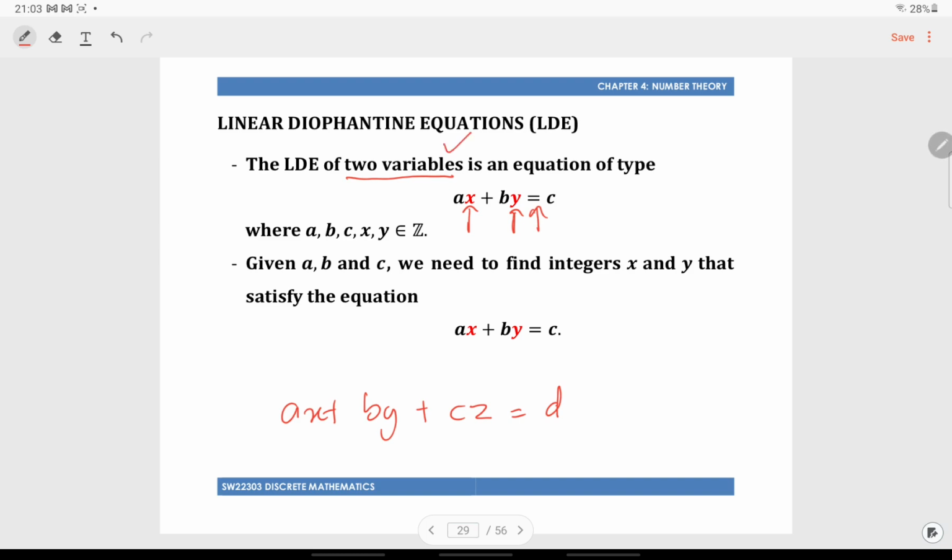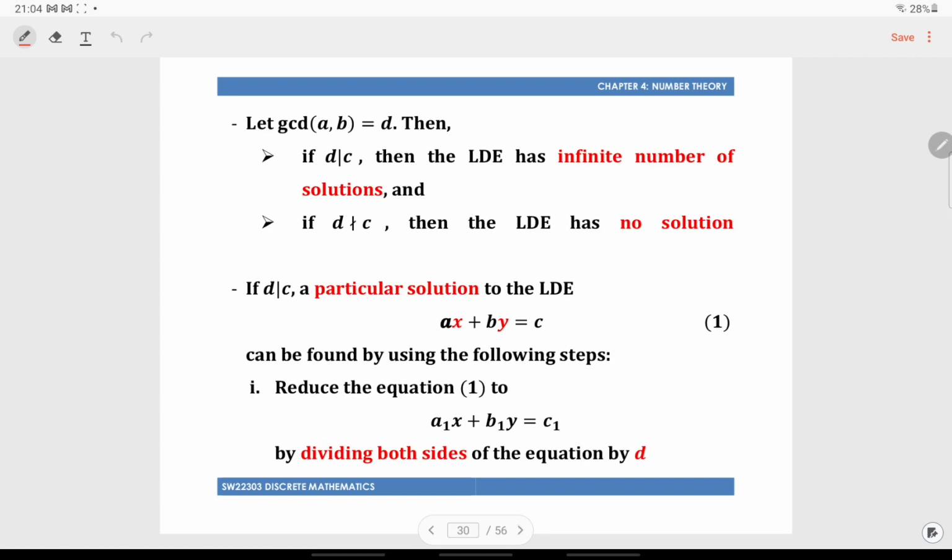Alright, so what is the problem in the linear Diophantine equation? Normally we are given three integers, a, b, and c, and our task is to find two unknown values, x and y, which can satisfy this condition. Satisfy means we need to find x and y which make this equation true.